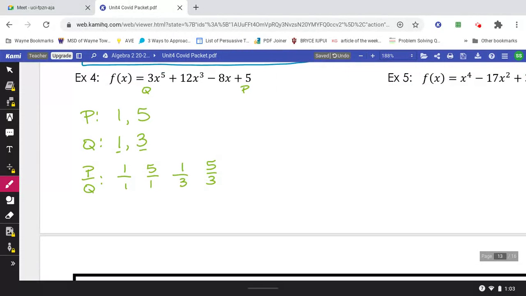Okay, then we're going to divide those out. 1 over 1 is 1. 5 over 1, 5. 1/3 is a fraction decimal, leave it. And same thing as 5/3, fraction decimals, leave it.